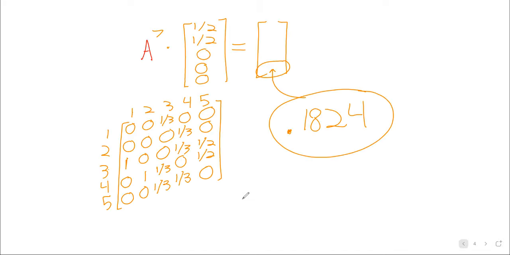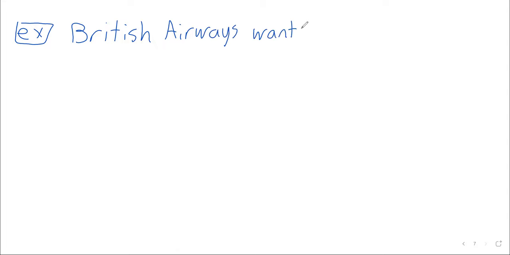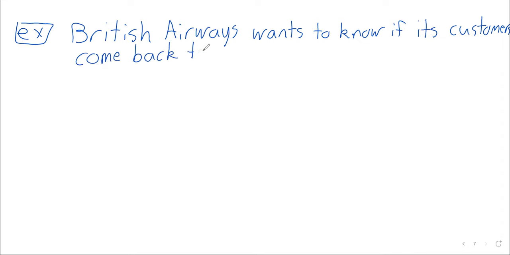And let's introduce this concept with an example, a commercial example. British Airways wants to know if its customers come back to them. That is, if someone flies British Airways once, is that person likely to use British Airways again for their next flight? Or are they going to use a competitor?